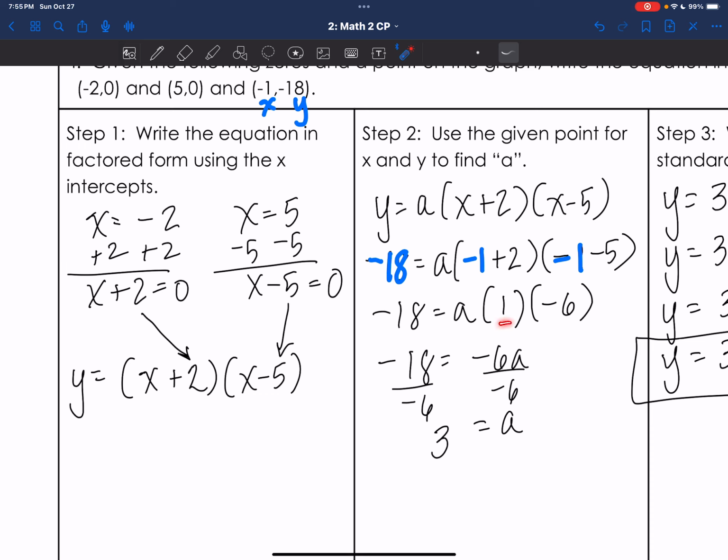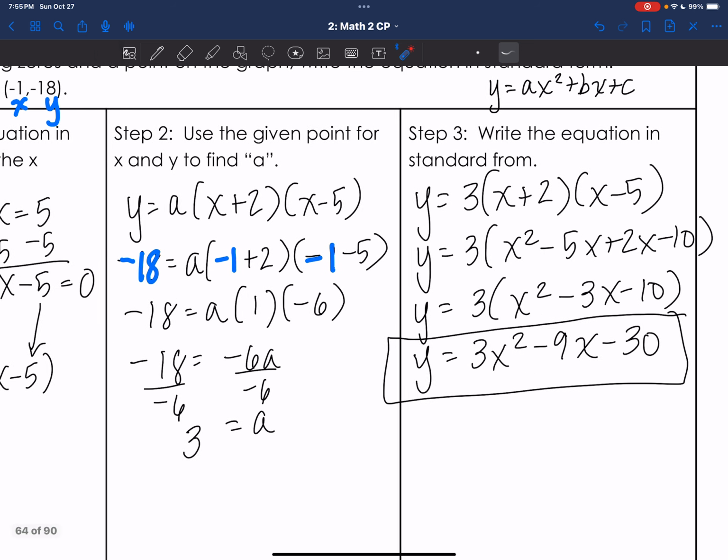-1 plus 2 is 1, -1, -5, -6. And then, like I said, we plugged in here, that part, and bring that down. So now 1 times -6 is -6a. And then we're going to divide both sides by -6, and -18 divided by -6 is +3, which is a.